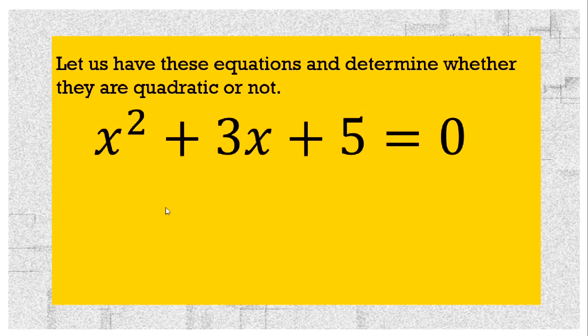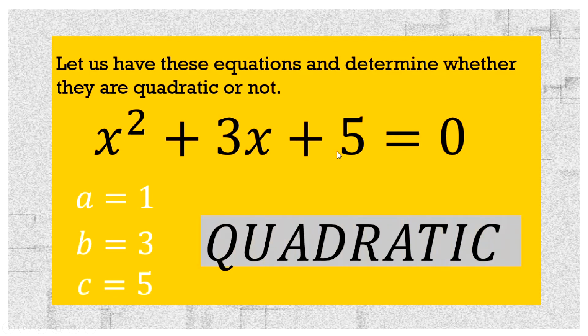First, we have x squared plus 3x plus 5 equals 0. So, for us to easily determine if it is quadratic or not, let us know the values of a, b, and c. So, a, it is obvious that this is 1, b, 3, the numerical coefficient of x, and our constant is 5. So, meaning, this equation is a quadratic equation.